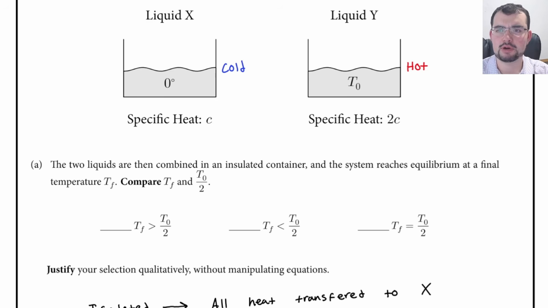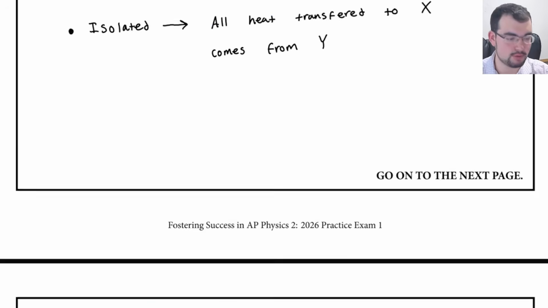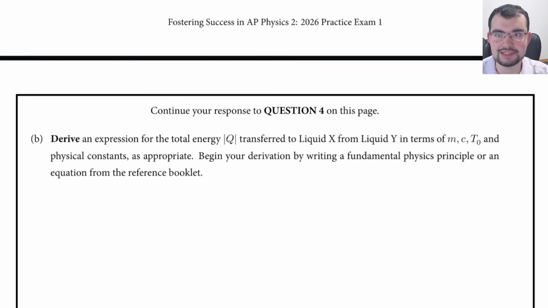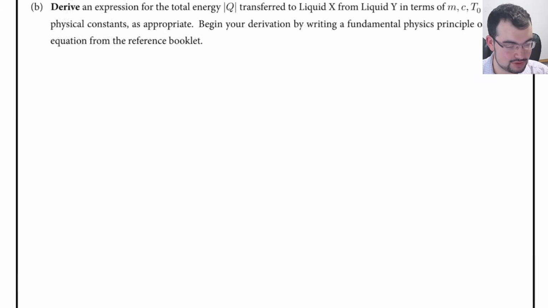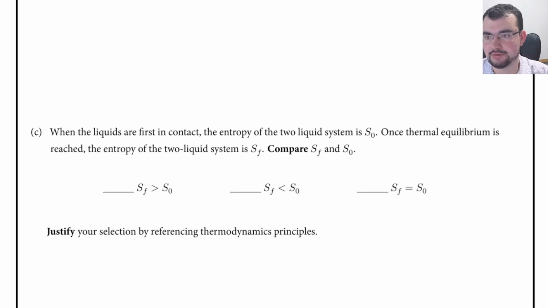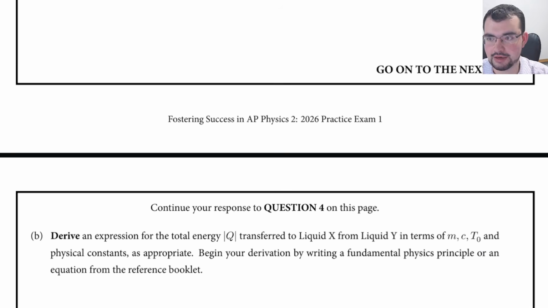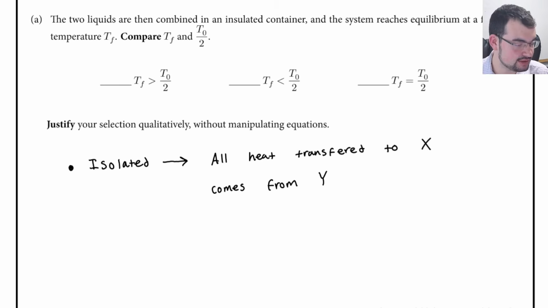Also, this is one where if you're really confused about it, I should have done what I said and read all the parts first. Part B asks us to find the total energy transferred to liquid X from liquid Y in terms of the variables. And part C is something different. So it's not an is-it-consistent one. I tried to do one is-it-consistent per FRQ set and one modification.